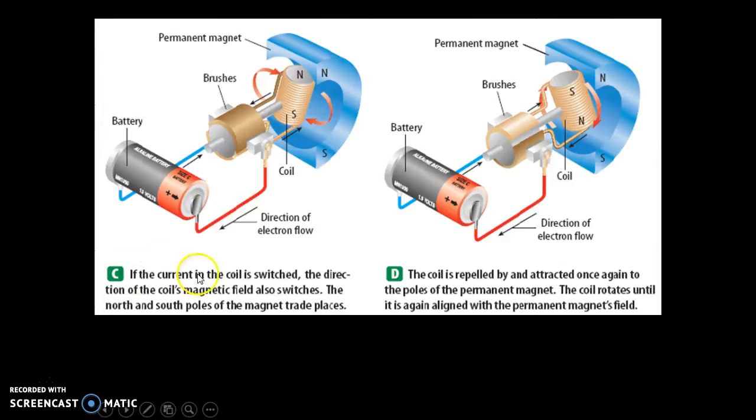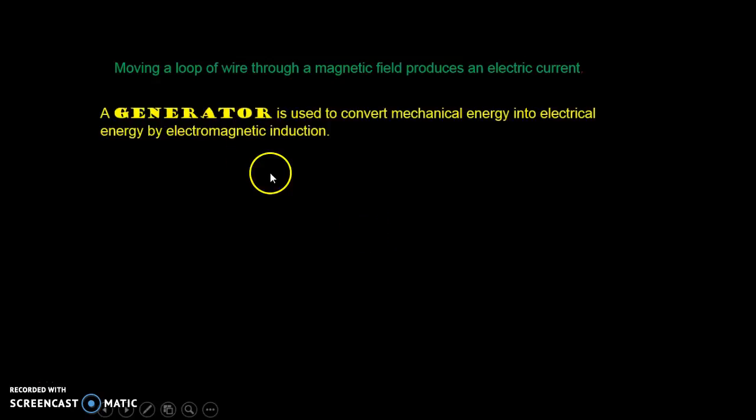And so then if the current in the coils is switched, the direction of the coil's magnetic field also switches. And then the coil is repelled and attracted once again to the poles of the permanent magnet, and the coil rotates until it is aligned with the permanent magnetic field. So it just keeps rotating, pretty much, is all we need to know.